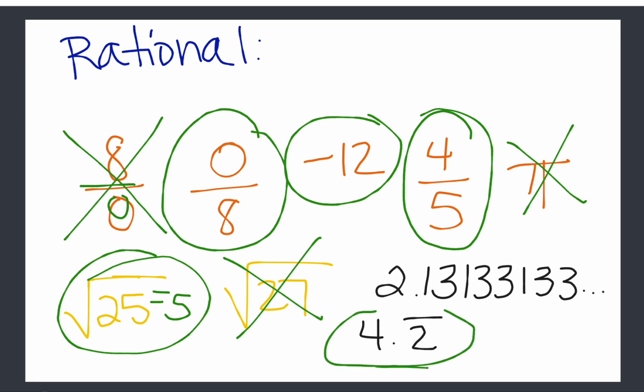Repeating decimals are rational. Okay, and then the last one, 2.13, 133, 1333. Okay, that one is actually irrational, okay, because it does not repeat. I missed 1 3 there at the end. Sorry. So it does not repeat, so it is not rational. All right, so that's what rational and irrational numbers are.